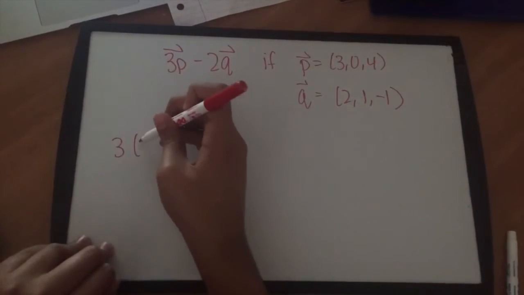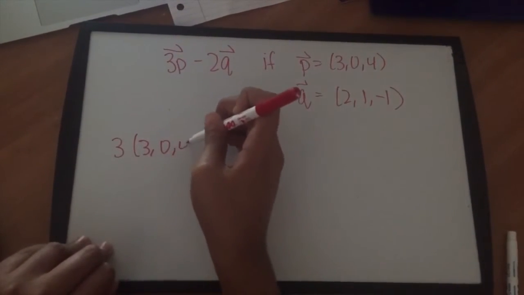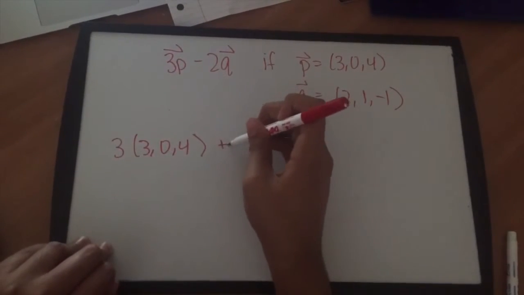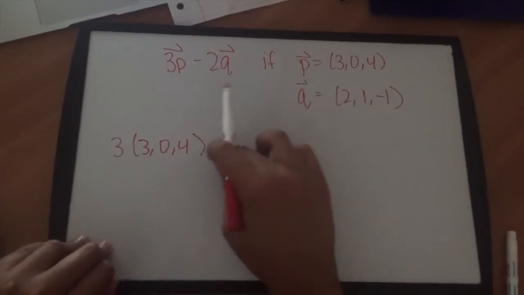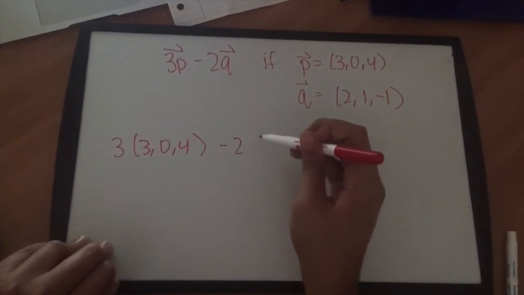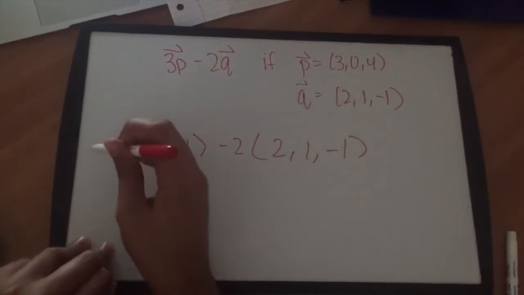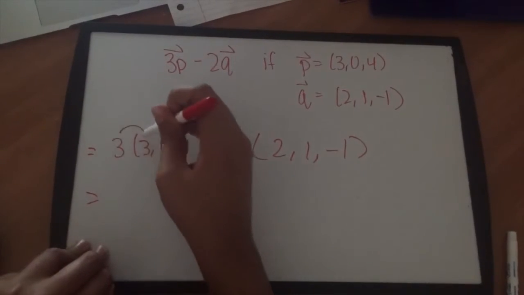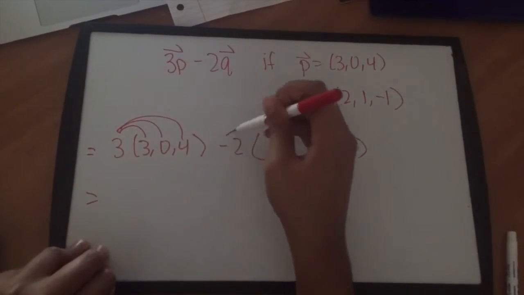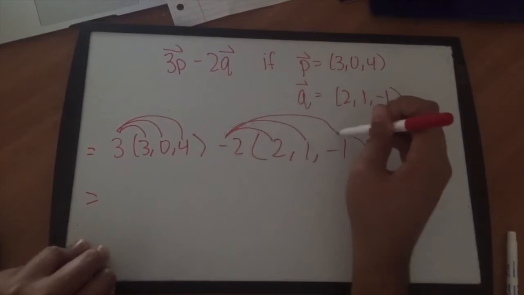Some problems will ask you to find an ordered triple by adding or subtracting two XYZ pairs. You simply use the numbers given and plug them in for the variables. So first, do 3 times p plus negative 2 times q by distributing, and then add to get your final answer.